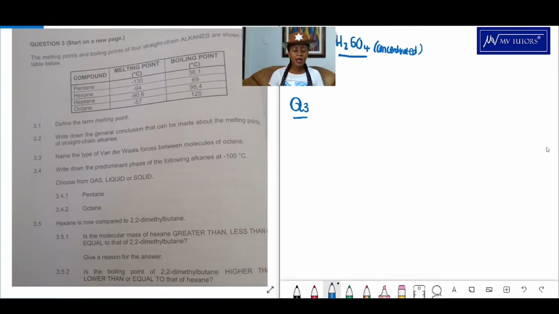Question 3. The melting points and boiling points of 4 straight chain alkanes are shown in the table below. Alright, so we have pentane, hexane, heptane, octane.